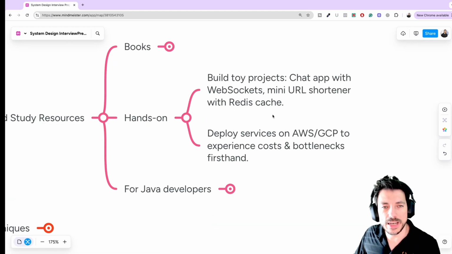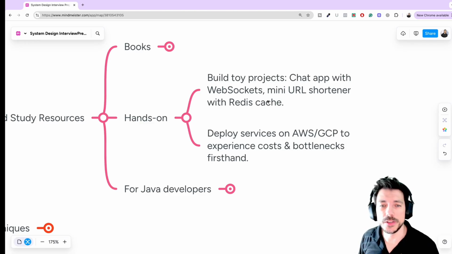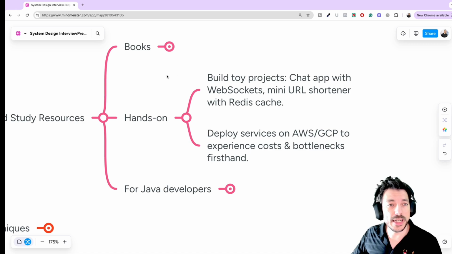Okay. So you have to do something hands-on as well. You can just build the classic apps, like a chat app, a URL shortener, or could be Instagram, could be Discord, could be X, could be ChatGPT. And you can simply get scalable.